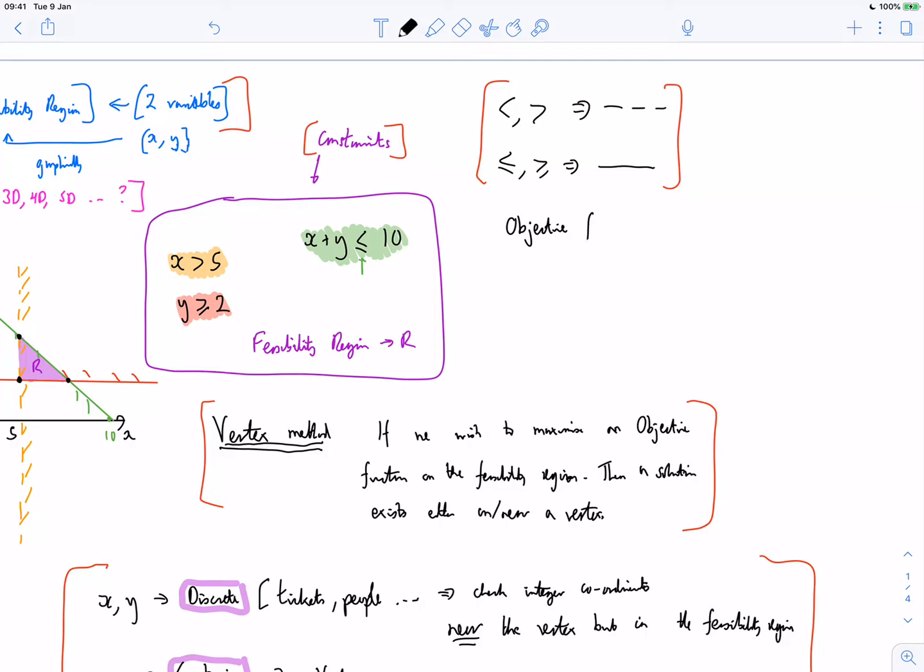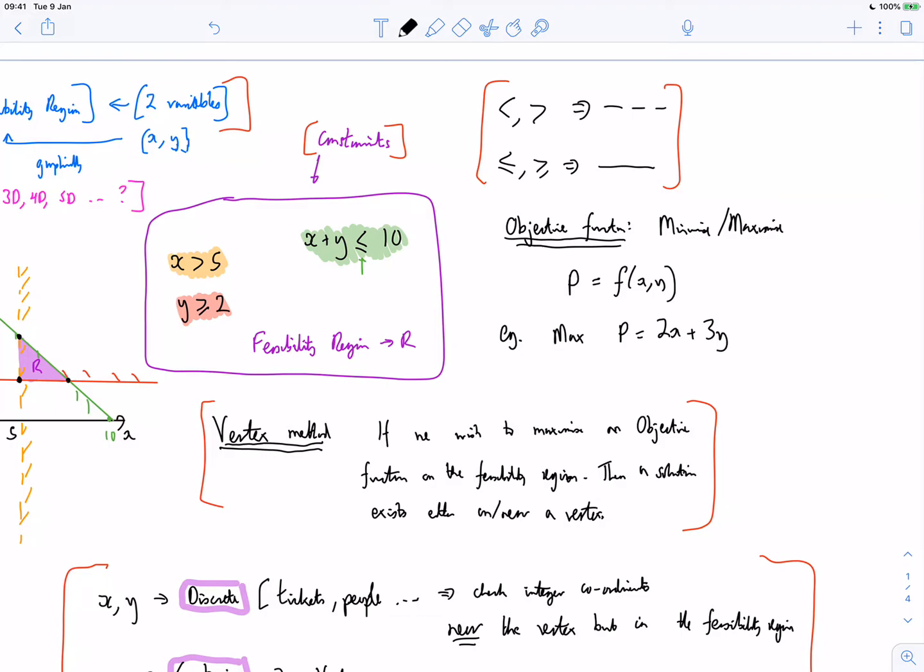So an objective function may be to minimize or maximize, usually P for profit or something, where this profit is a function of x and y. So let's take an example. Let's say I want to maximize P, where that is 2x plus 3y.